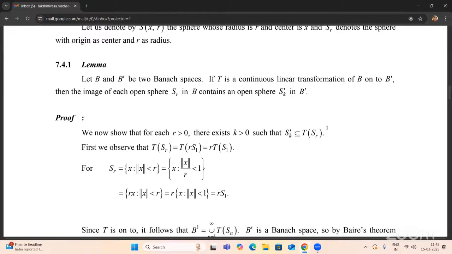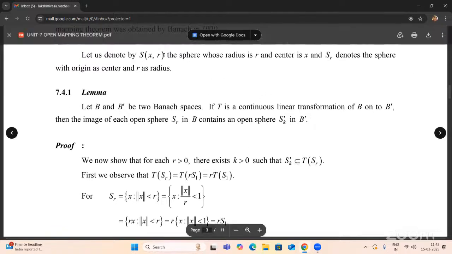See the first lemma. Before the open mapping theorem, you must first know what S of X, R is. Here S is the sphere. What is a sphere? A set of points in space which are at a constant distance from a fixed point. The fixed point is called the center, that center is small x, and R is the constant distance, called the radius. So the sphere is represented as S of X and R, where R is the radius and X is the center, and it is simply denoted as S of X, R or S R of X.